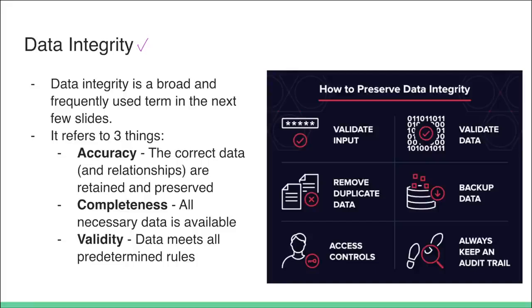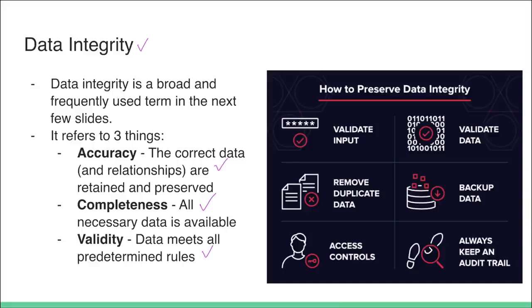So we can say that it refers to three things: accuracy. So we have the correct data in our database. That data is retained and preserved. It isn't changed for any unnecessary reason. And also the relationships are retained and preserved. So everything is as we've planned it. Completeness, so all necessary data is available. Again, there's no data that's being deleted for no reason. And validity, all data meets all predetermined rules. That could be for length, for data type, whatever.